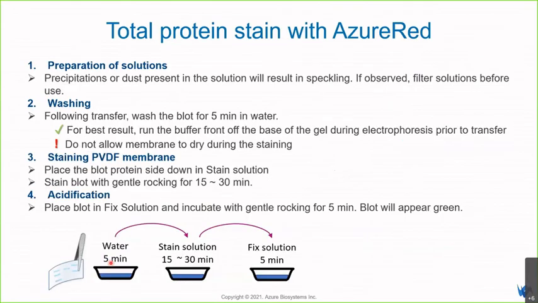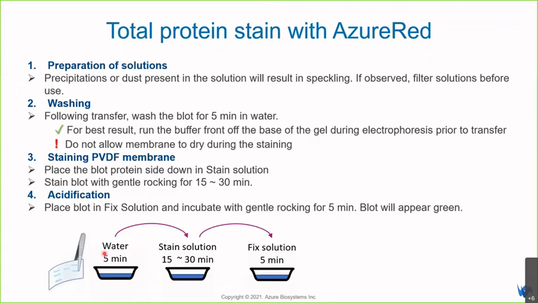Right. Let us go into the detailed protocol. Firstly, of course, you need to prepare the solution. One thing is, do look out for precipitates or dust, because you will see speckling when you image it. If you see speckling in the total protein image, filter the solution before you use it. Right. So after transfer, wash the blot for 5 minutes in water. And please do not allow the membrane to dry during the staining. Keep it wet at all times.